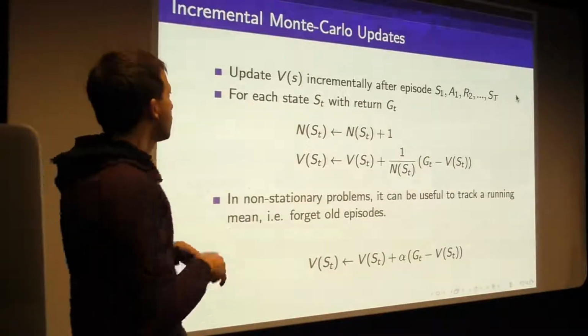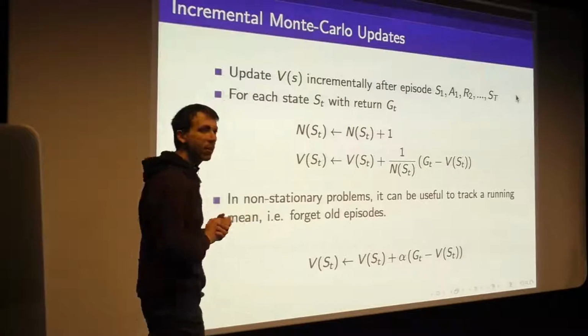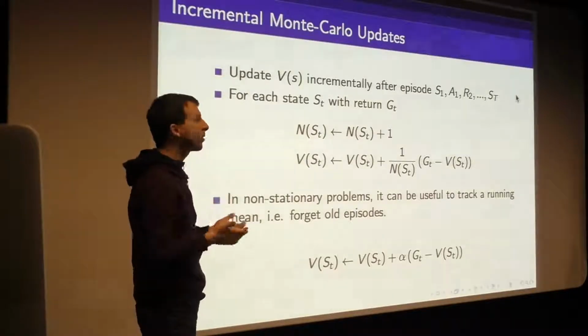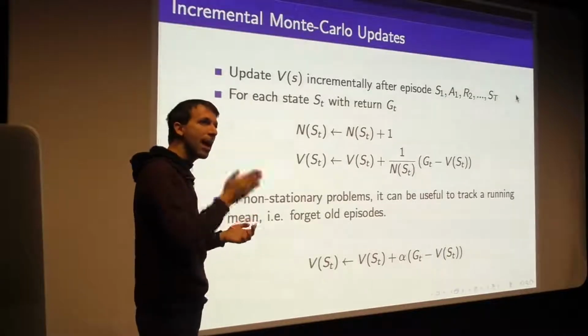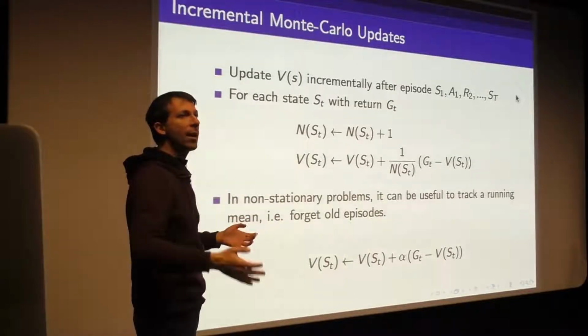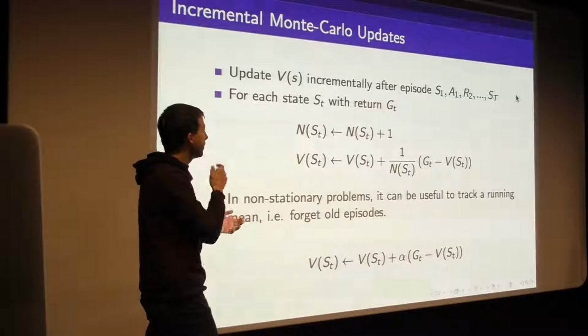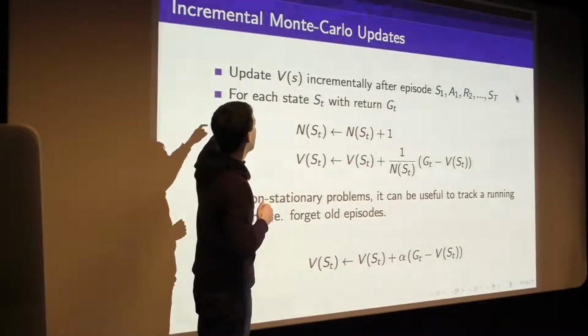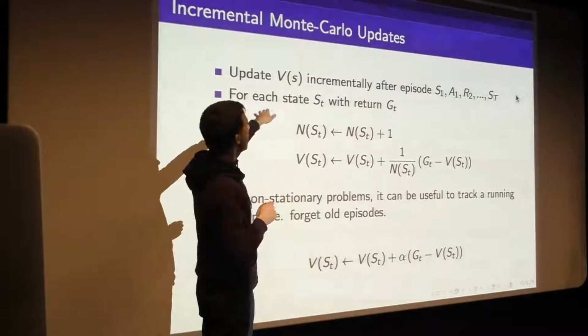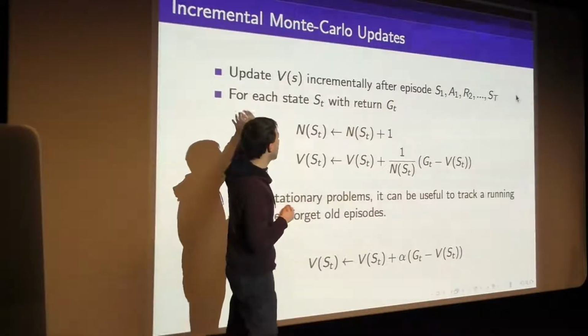And so let's first of all do this with incremental Monte Carlo updates. We can take our Monte Carlo algorithm and make it an incremental update. We're going to do it episode by episode now, without keeping track of these sums and these visit counts. You still need the visit count, but without keeping track of the sum.